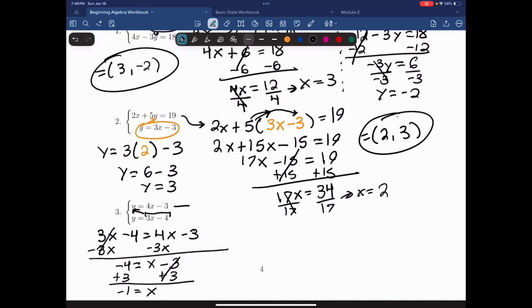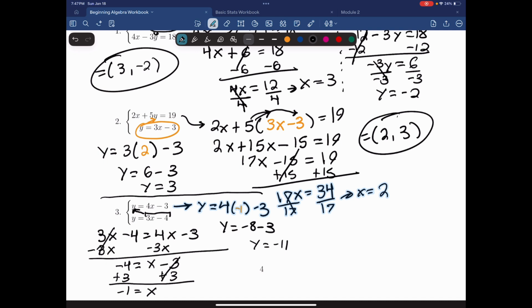Now I'm going to plug in x to this top equation. So we get y equals 4 times x, which is negative 1. And we're going to subtract 3. Now we get y equals 4 times negative 1, which is negative 4, minus 3. And this ends up becoming negative 4 minus 3, which is negative 7.